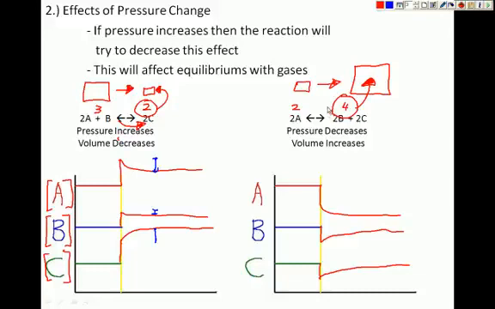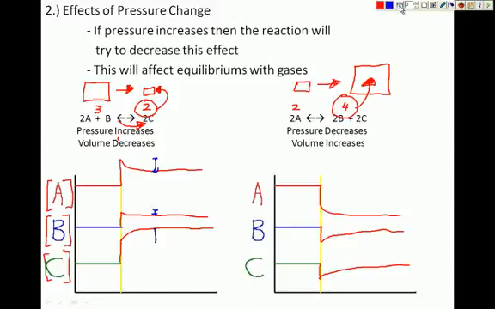Okay? And those are the effects of pressure change. So one of the keys is to figure out how many particles are on the reactant side and how many particles are on the product side, and then compare it, and then compare whether the pressure is increasing or the pressure is decreasing.